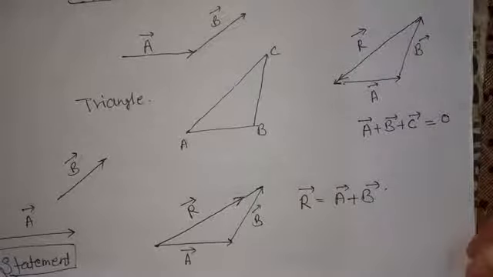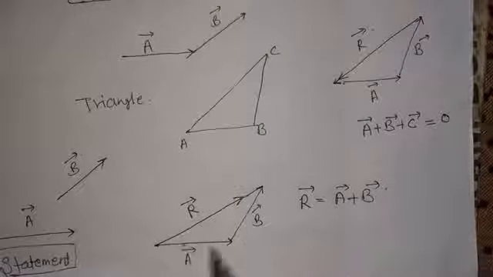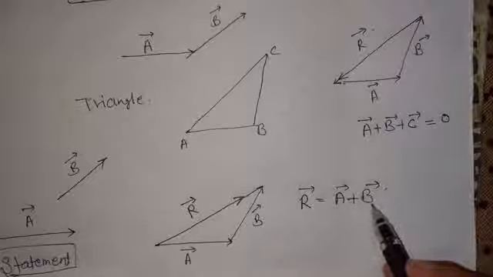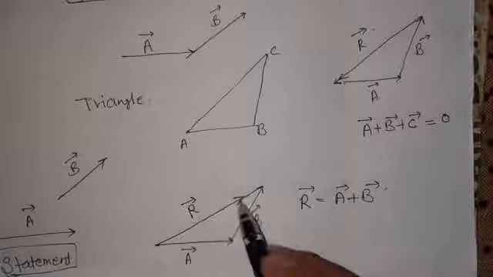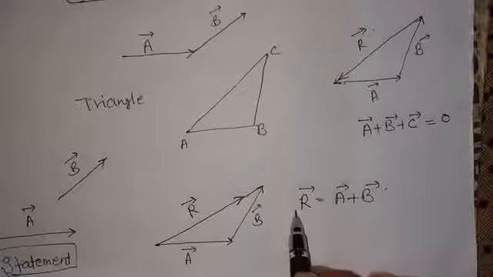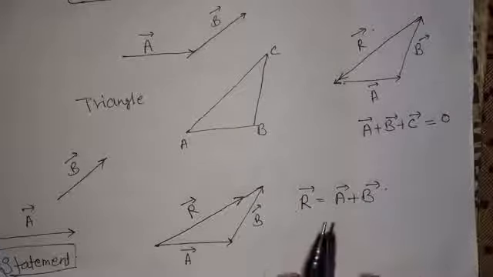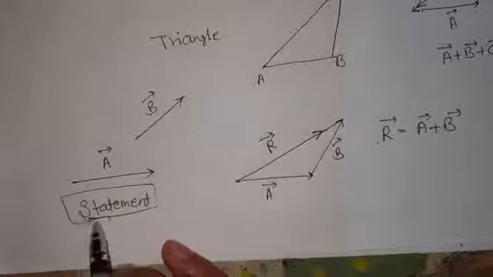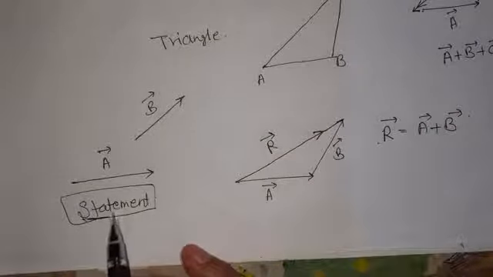Remember this thing: those which are taken in the same order will add, and the one which is in opposite order will be equal to this R vector. So thus we can say over here the statement of this triangle law of vector addition.